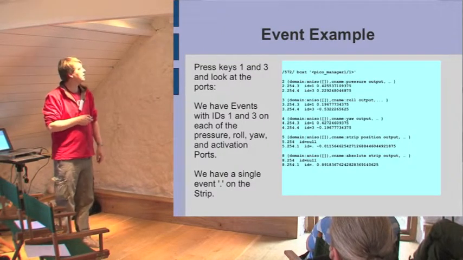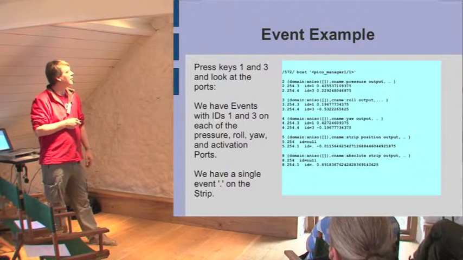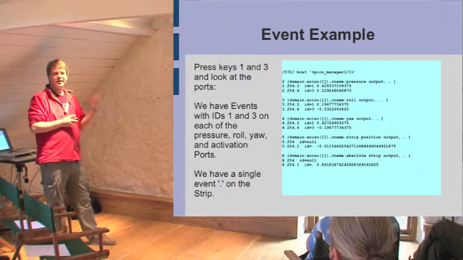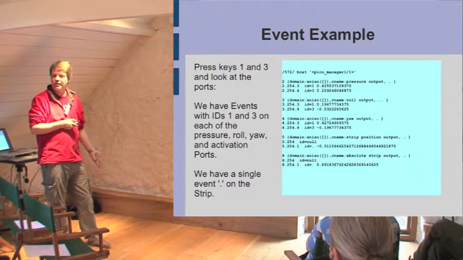So just looking at the output of a Pico, I'm holding down keys 1 and 3. On the pressure output, I have 2 events. On each one of them, I have 2 events. I'm also wiggling the strip controller, and I've got 1 event coming out of that. There's only 1 strip controller, so you can only generate 1 event at a time.